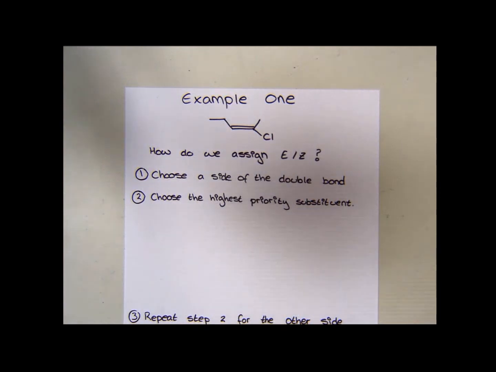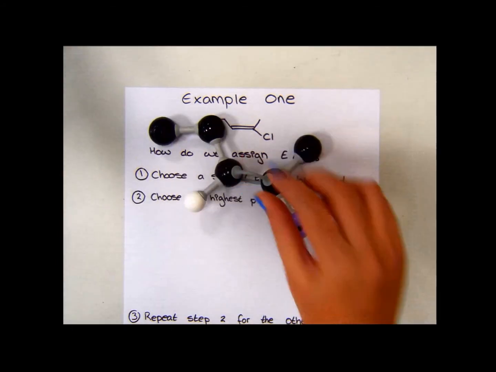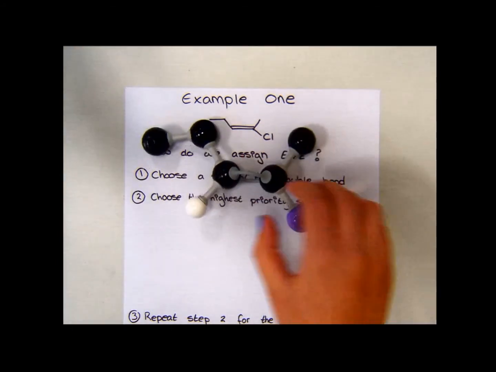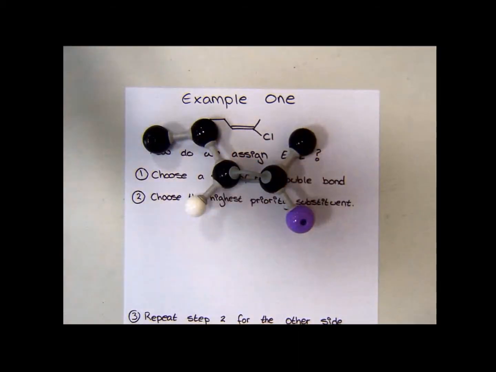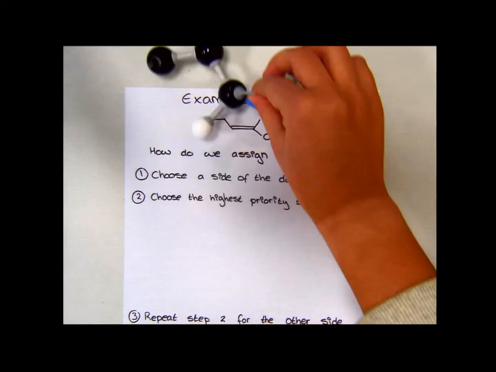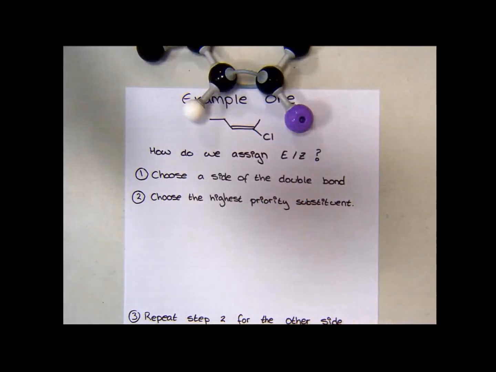Now let's move on to a more complicated alkene. So if we look at this, which looks a little bit like this, with our chlorine atom and our ethyl group and methyl group and the hydrogen there, now we can assign this as E and Z. But how would we do that? First, we choose a side of the double bond. So we're going to choose the left-hand side first.